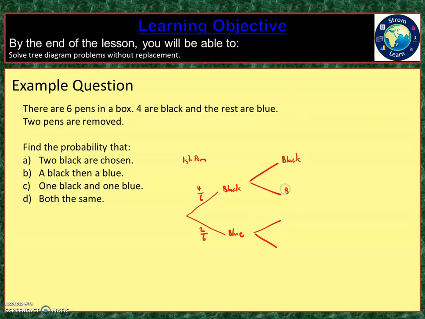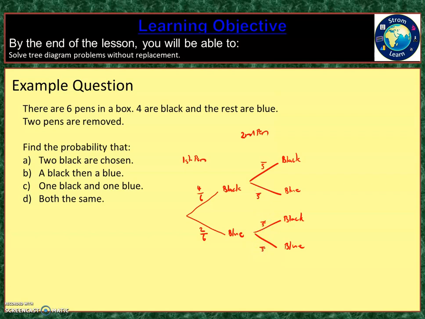So I can still get a black or a blue pen with the second one. And I've got my second pen here. But the probabilities are going to be different because I've taken a pen. So there's not 6 left, now there's only 5 left. So these are going to be probabilities out of 5.